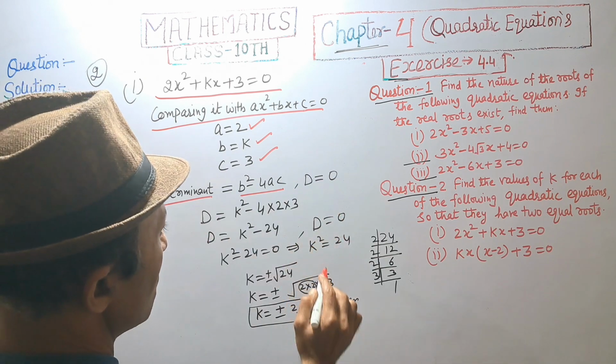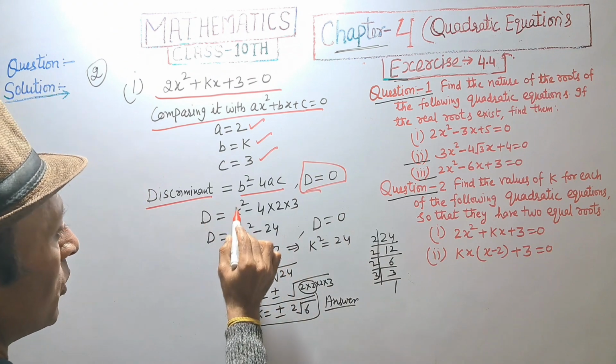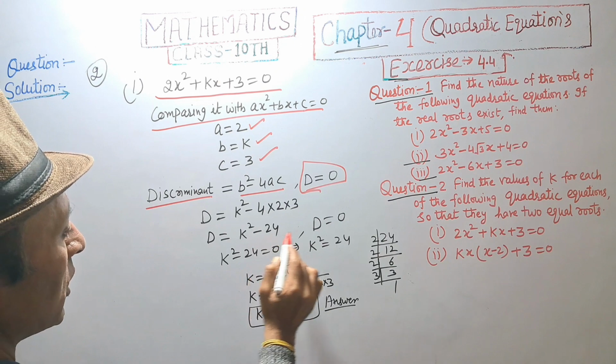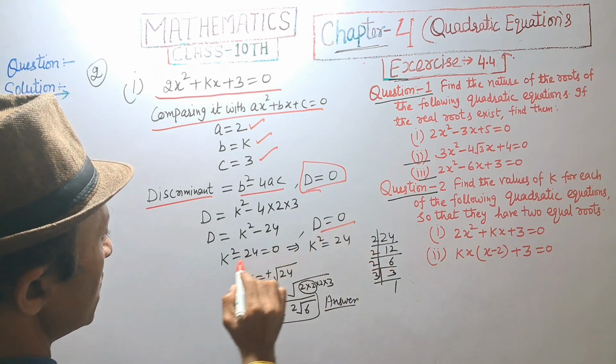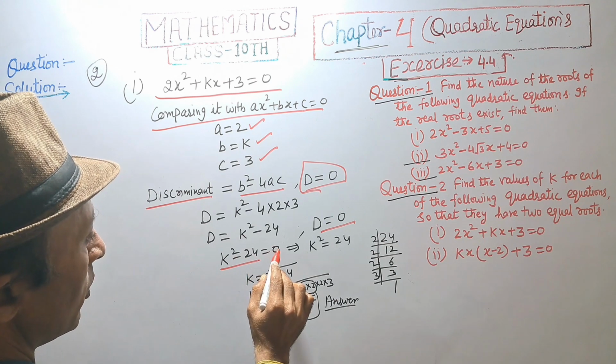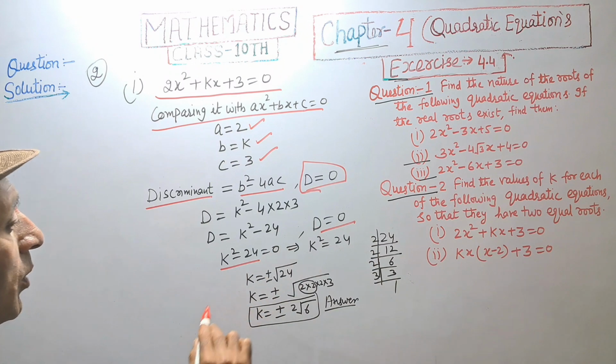Discriminant will be 0. When discriminant is equal to 0, then D is equal to k square minus 4 into 2 into 3, k square minus 24. D is equal to 0. Discriminant is k square minus 24 equal to 0. This implies k square is equal to 24.